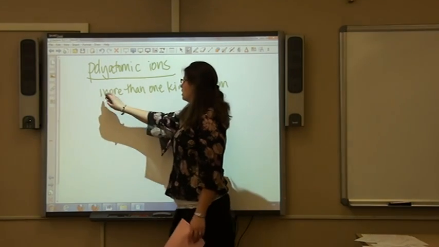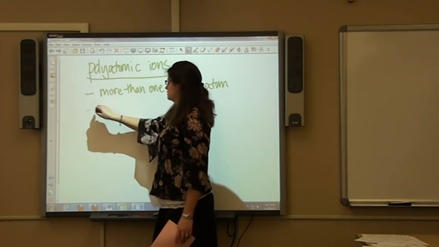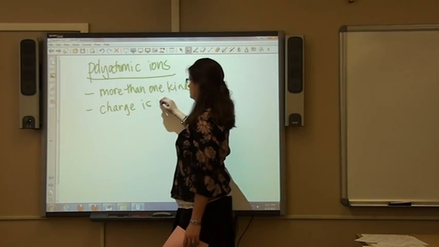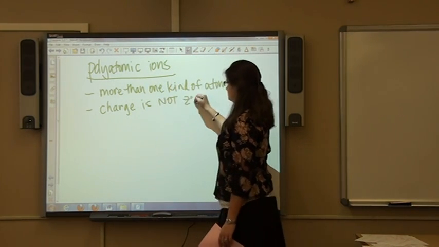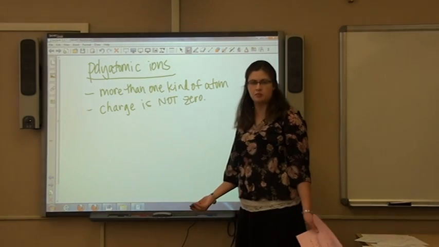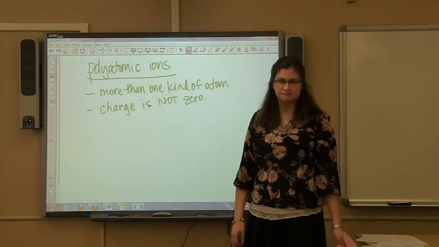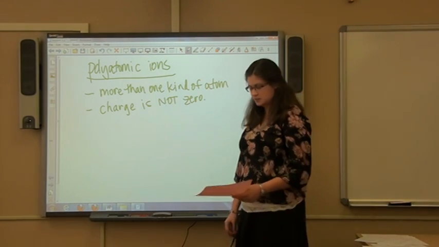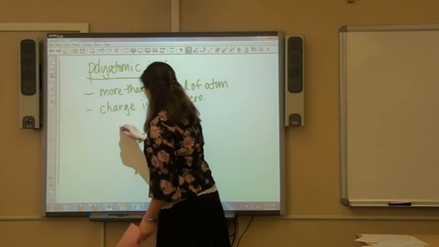And the overall charge on these things is not 0. So it's basically like a compound that's charged. That's what makes it a polyatomic ion. So let's take a look at a couple of common examples.